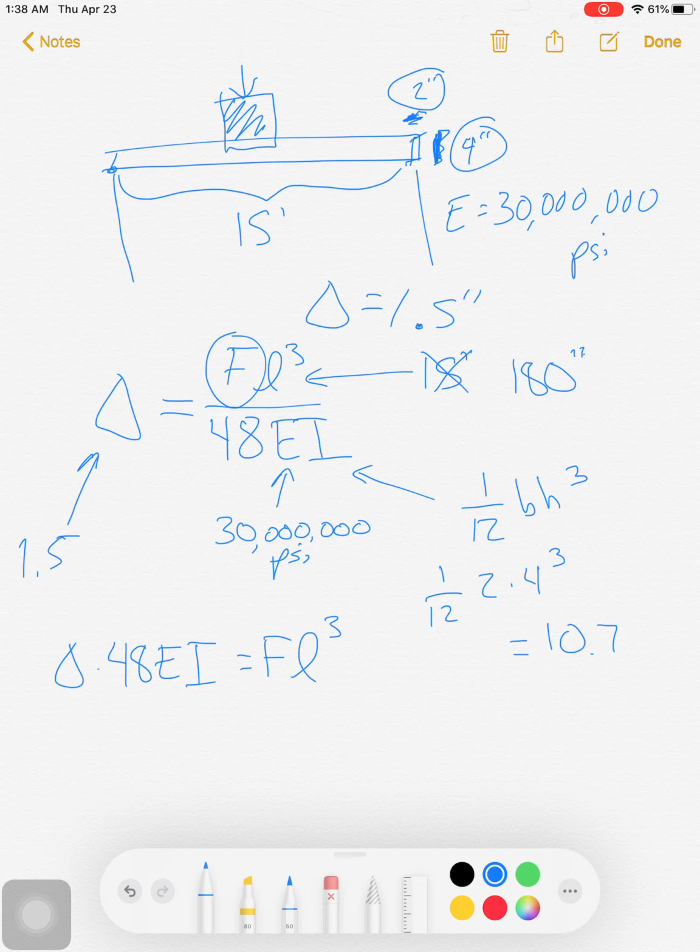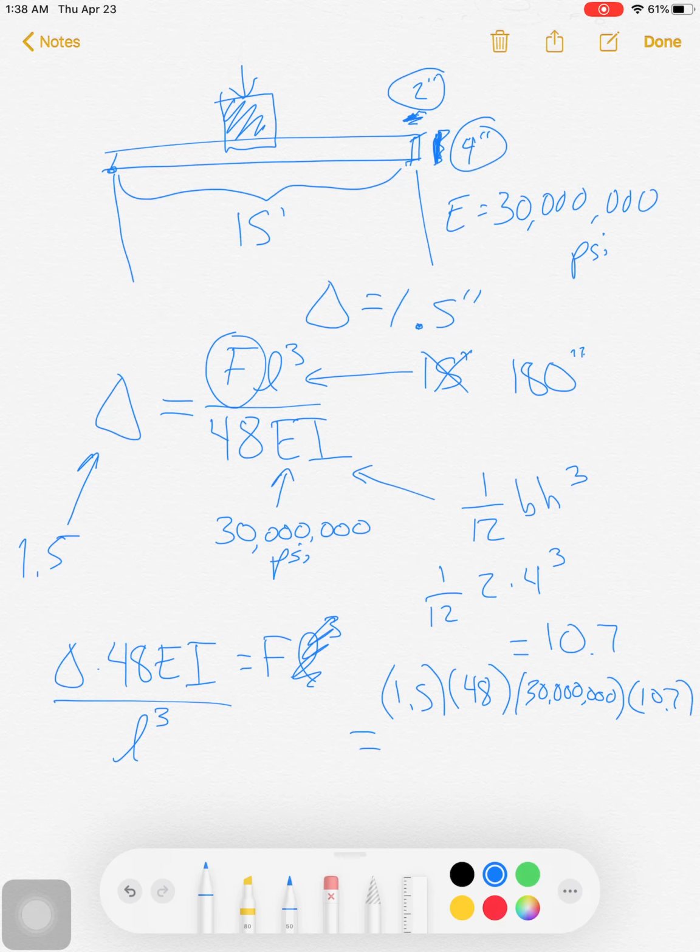And I want to get rid of this length cubed term, so I'm going to move it to the bottom of the fraction, length cubed, and there's my force. And I can go ahead and plug the numbers into that. My delta was 1.5. Then I had a 48. E is 30 million. And I was 10.7. And my length was 180 cubed.